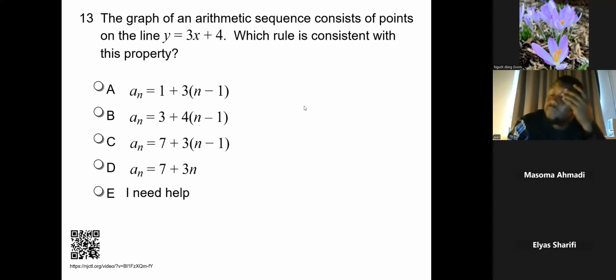Teacher, I have a question. In the last questions, we find, for example, A1, A2, or A3 like this. Now my question is, what is the relation between this line y equals 3x plus 4 with this section, with this A, B, C, D? How can we know that, for example, C is the correct answer? Could you explain that?